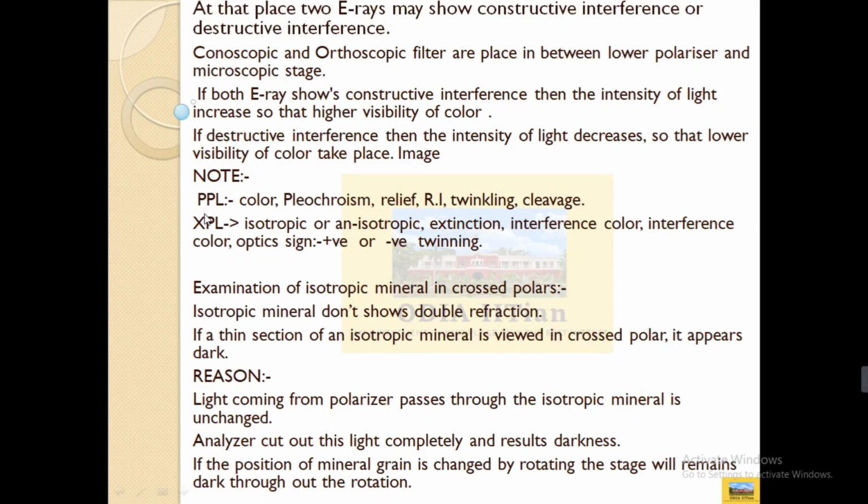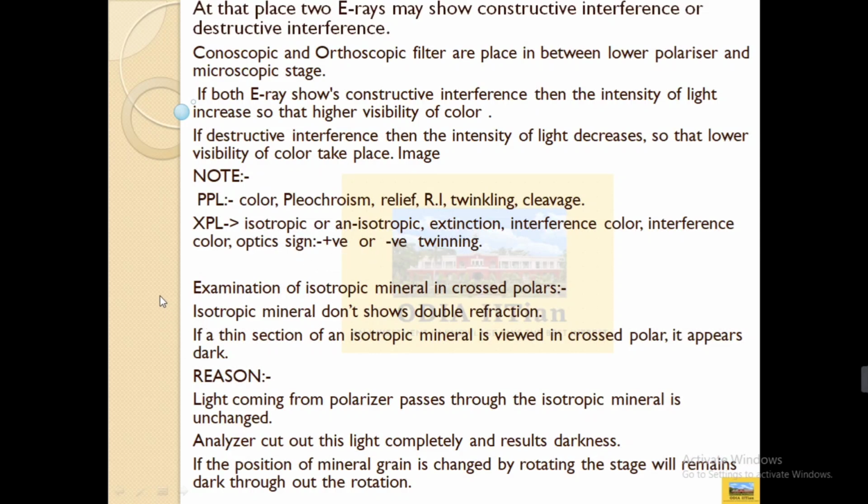The properties we can analyze in plane polarized light are color, pleochroism, relief, refractive index, twinkling, and cleavage. Similarly, the properties we can identify through crossed nicol position, in this case both analyzer and polarizer are used, that is the isotropic and anisotropic property of the mineral, extinction, interference color, interference figure, optic sign positive or negative, and twinkling.